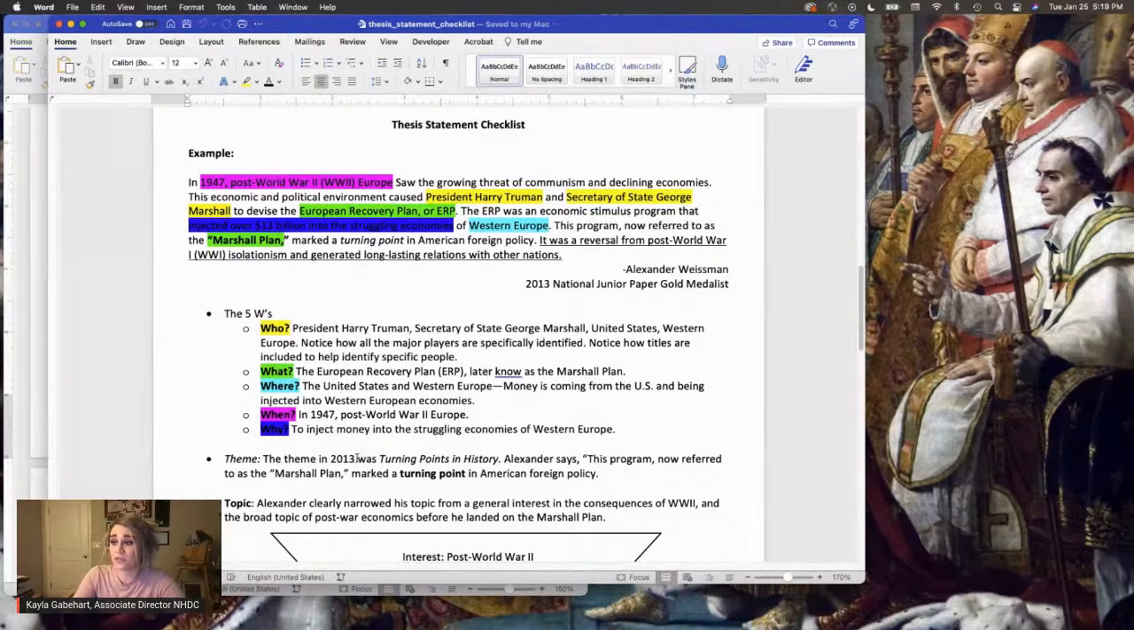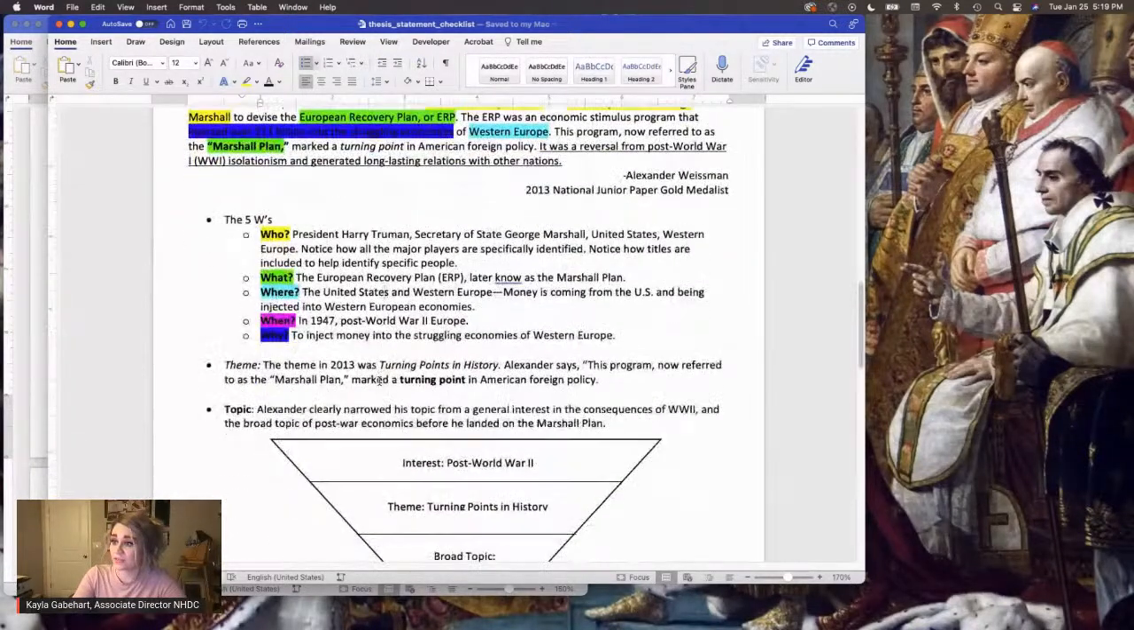The theme. So the theme in 2013, when Alexander wrote this paper, was turning points in history. And so you can see up here in italics, turning point. He says this program, now referred to as the Marshall Plan, marked a turning point in American foreign policy. So I believe in his original thesis, he actually did bold it, but I italicized it here so you could see it. So just keep that in mind.